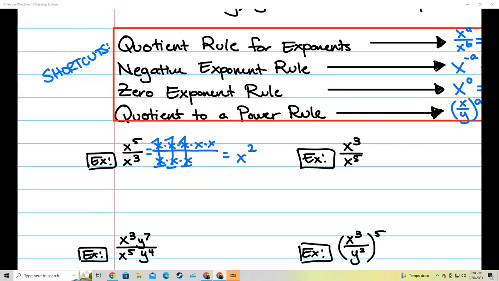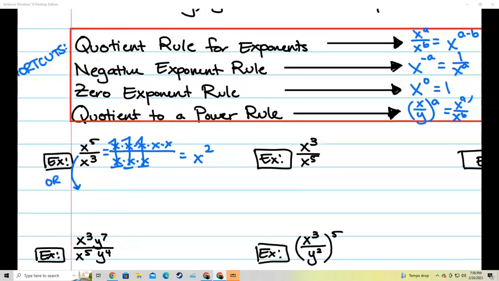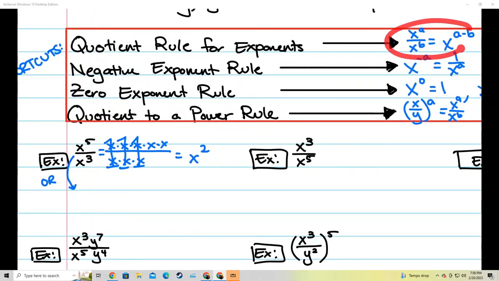Okay, so that's the long way of doing it. And I'm saying the long way because you have to write them all out, okay? Or we're going to do it a different way. We're going to use the shortcut. The shortcut is right here. It's saying if I have something that's being divided like that, I can go ahead and subtract the exponents. I'm going to write it out, x to the fifth over x to the third. Let me go ahead and jot that problem down again.